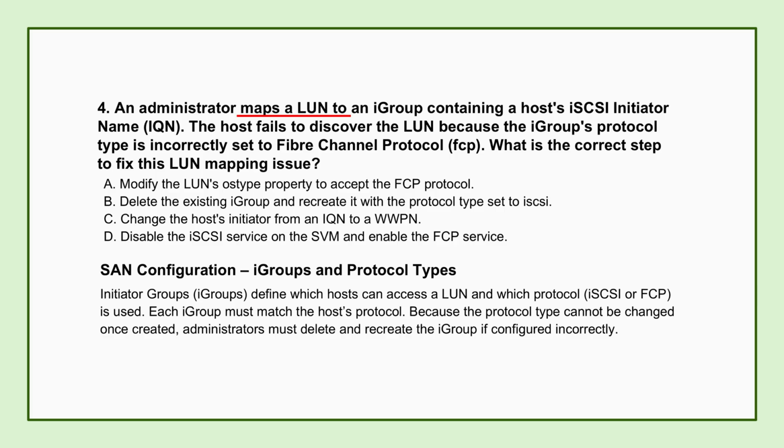Makes sense. So the fix must be... No way around it. You have to delete the incorrect FCP iGroup entirely. Then you recreate it from scratch, making absolutely sure you select iSCSI as the protocol type this time, then add your initiators back. Start over. Do it right. Got it. That immutability rule is a big one to remember.